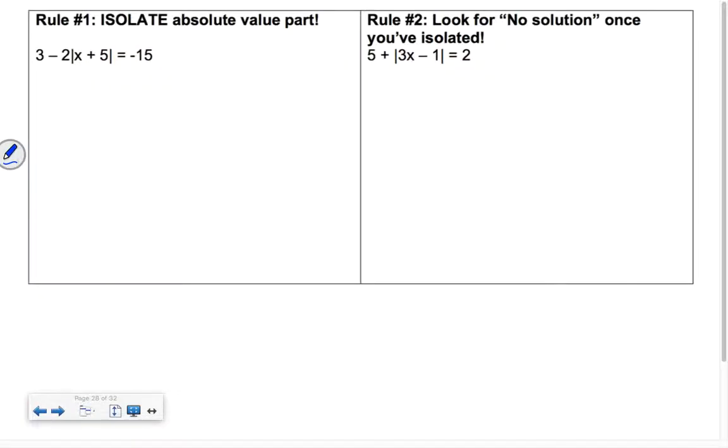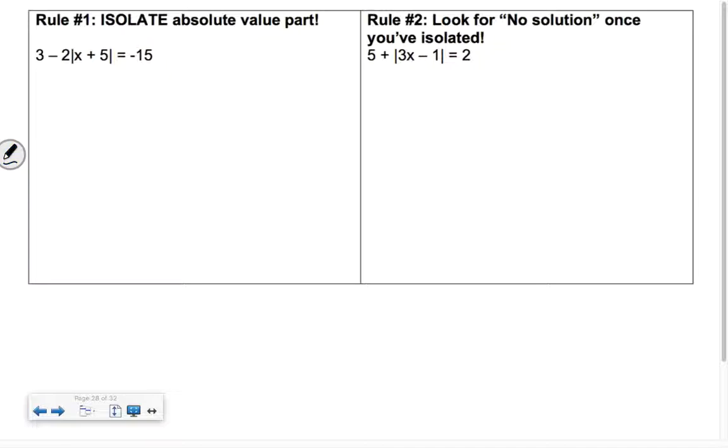All right, so it says rule number 1. We're always going to isolate the absolute value part. So if it says 3 minus 2 times the absolute value of x plus 5, I never distribute the -2. A lot of people do that, especially in Algebra 1. They always try to distribute. It's not a parenthesis. Can't do that. We just have to get the absolute value part by itself.